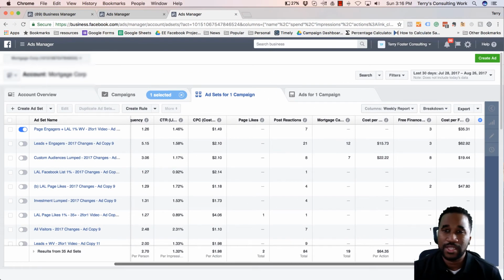So yeah, hopefully this is helpful in terms of knowing what metrics to look at on a lead gen campaign. Let me know if you have any questions.